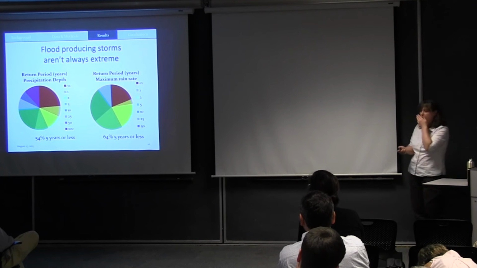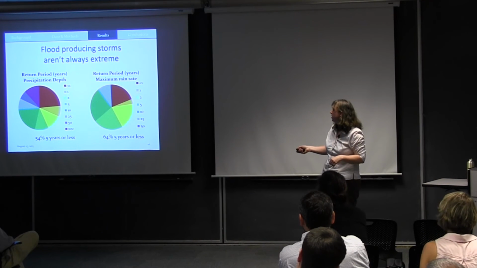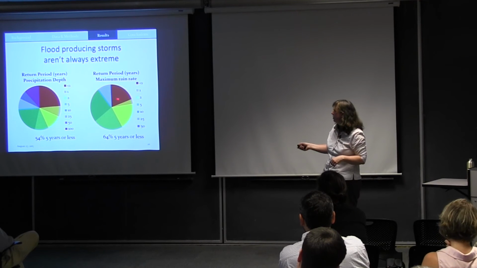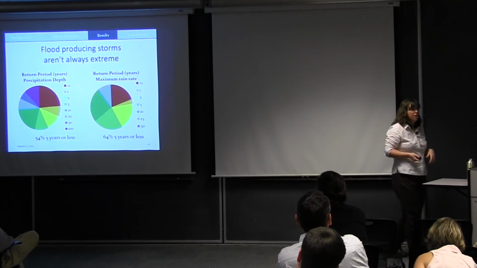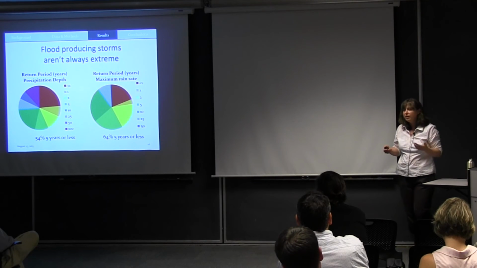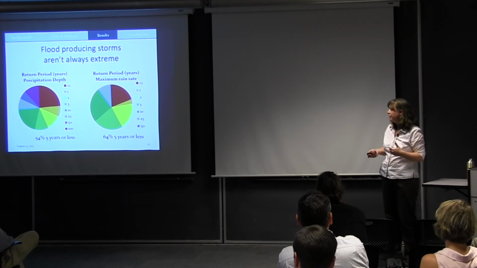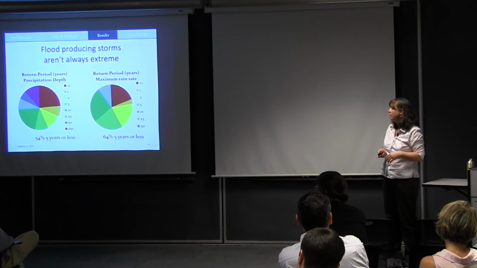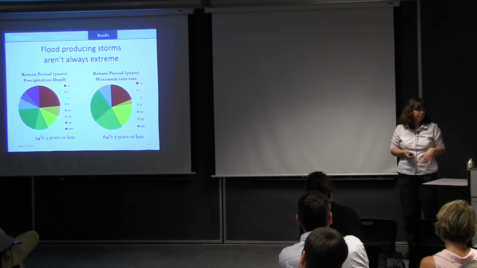So for the accumulation or the depth, half of them are at least as frequent as the 5-year storm, and more than half in terms of rate, so the intensity of the storm, more than half of the storms were at least as frequent as the 5-year storm. So we're seeing flash floods happening because of events that are fairly common. So we think of flash floods as an extreme event, but they're actually not that unusual in terms of the probability or the frequency of the storm that's causing them.